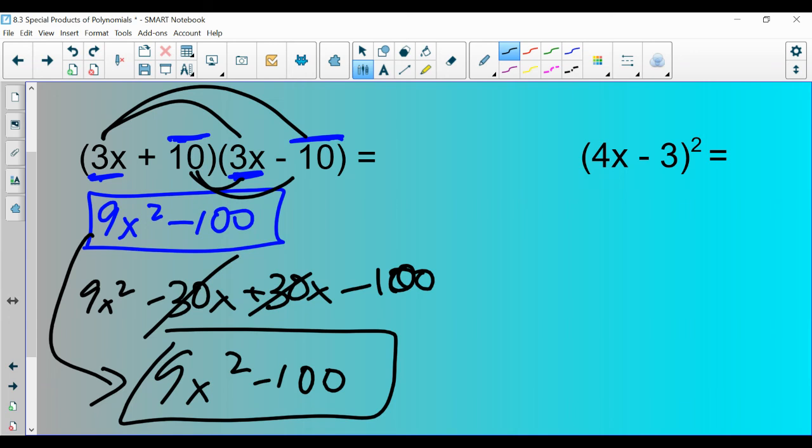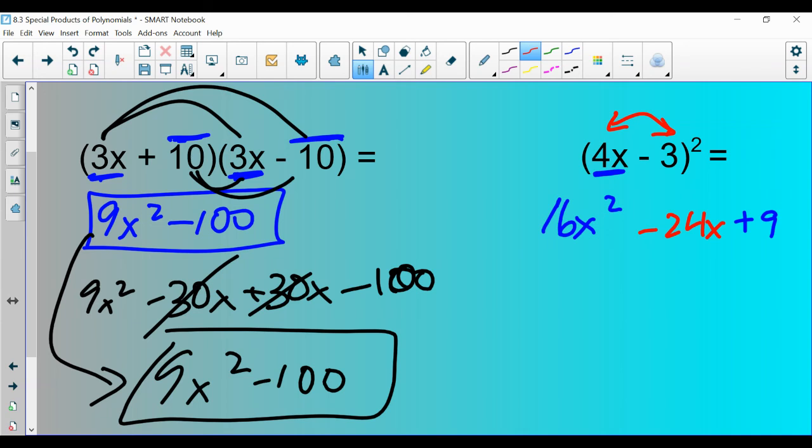This one's the one that's a little bit more complicated. The shortcut was to do 4x times 4x and get 16x squared. And the last one is negative 3 times negative 3, and you get positive 9. And then the middle is what happens when you multiply these two things together. 4x and negative 3 make negative 12x, and then double it, minus 24x.